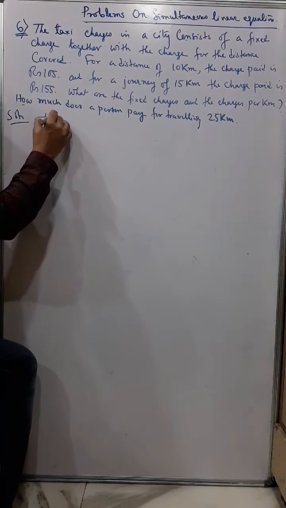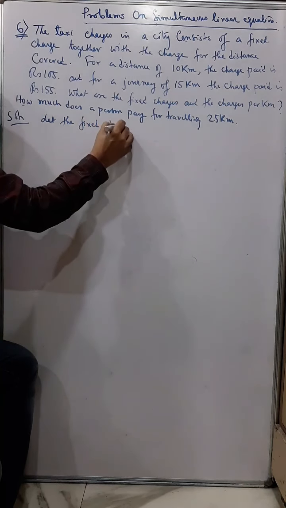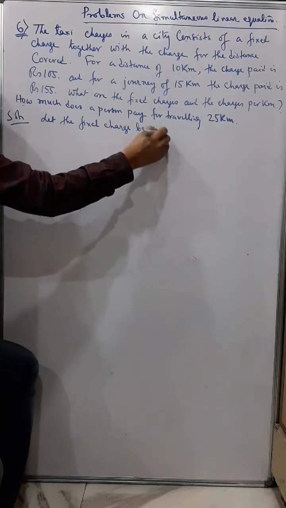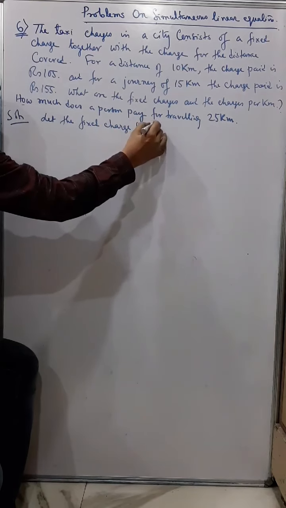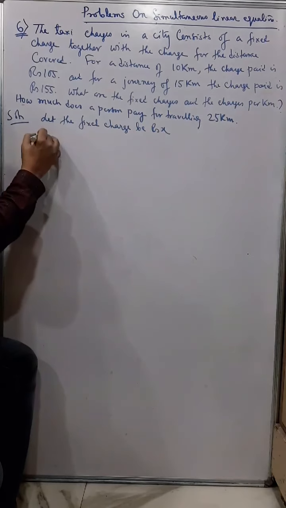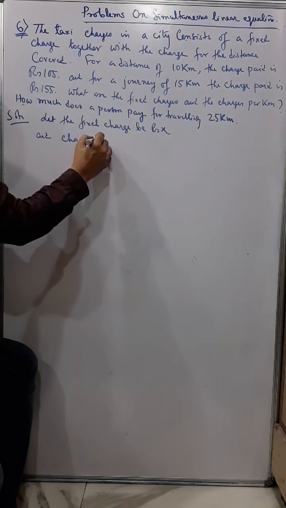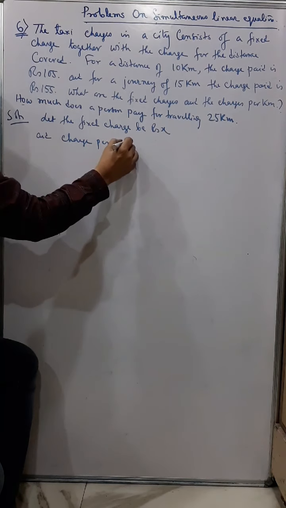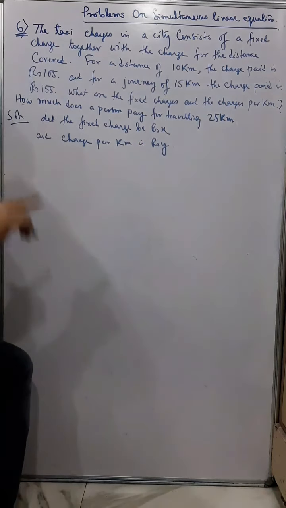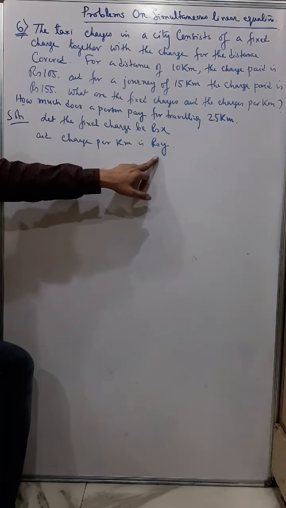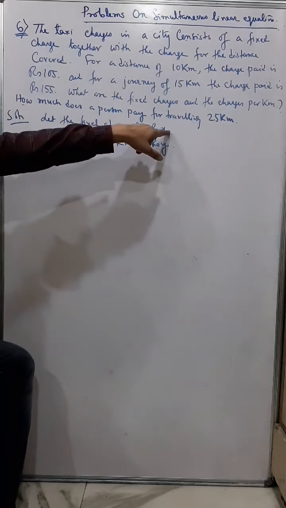Let the fixed charge be rupees x, and the charge per kilometer be rupees y. So for 1 kilometer the charge is rupees y, for 2 kilometers it will be 2y, for 3 kilometers 3y, plus this fixed charge x rupees.